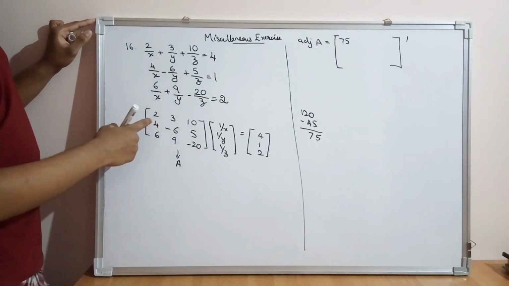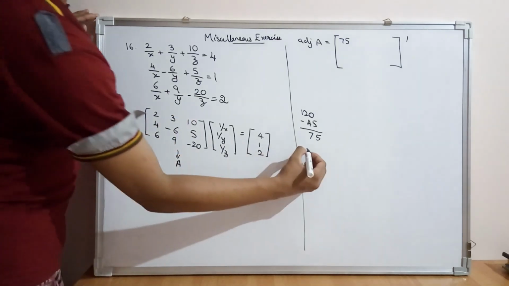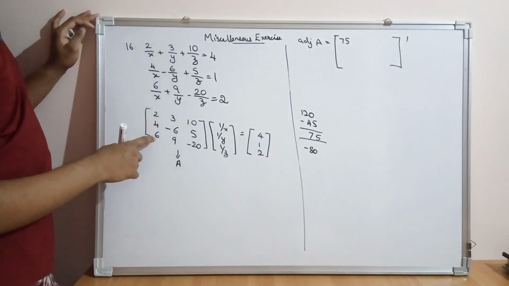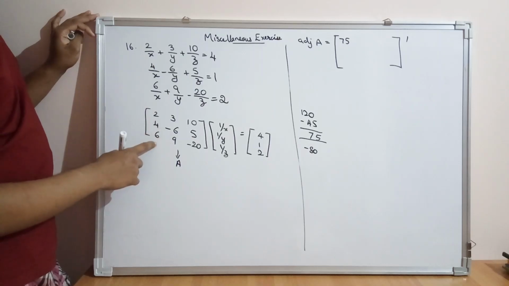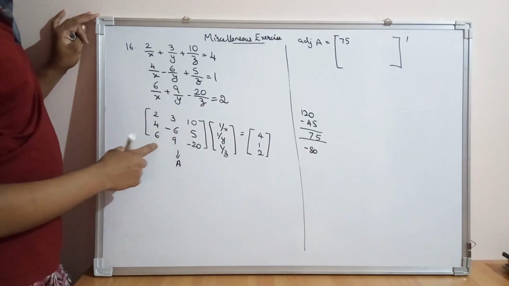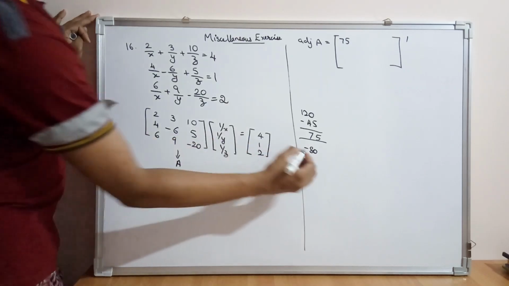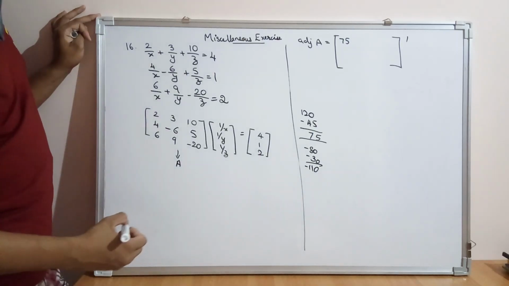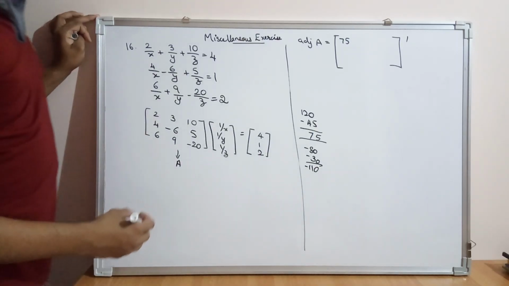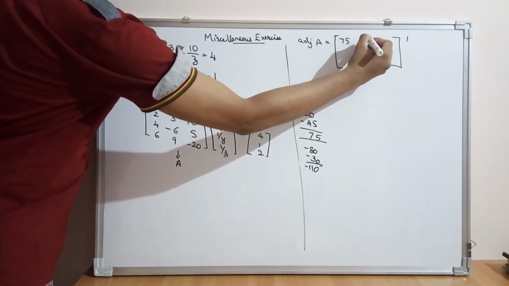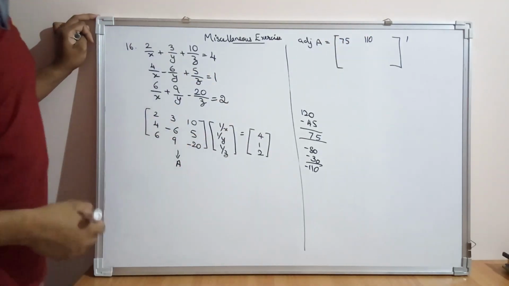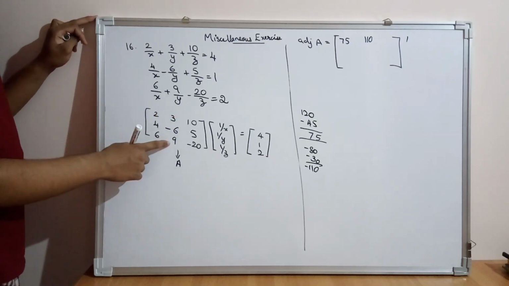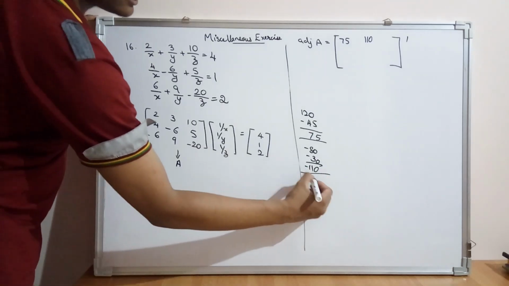Next position. 4 into minus 20, that is minus 80. Minus 6 into 5, that is minus 30. Minus 80 minus 30 is equal to minus 110. Since it is this position, I need to change the sign. It becomes plus 110. Okay, next the third position. 4 into 9, that is 36. 36.